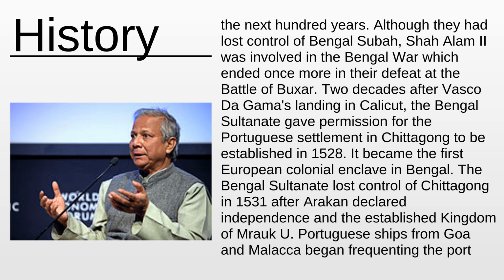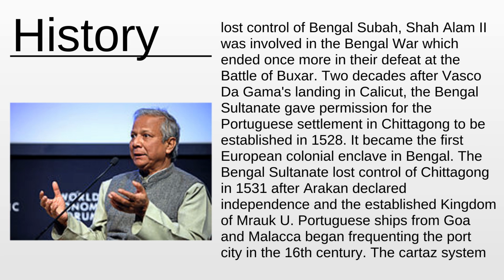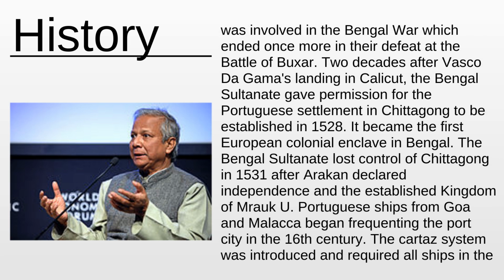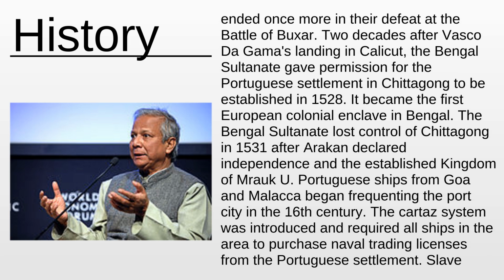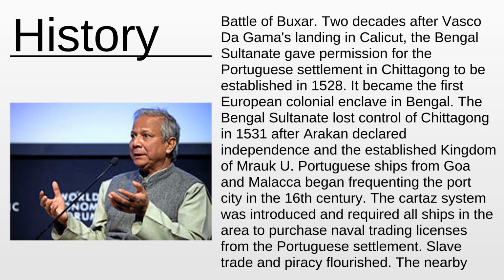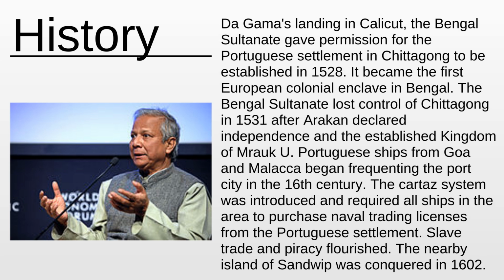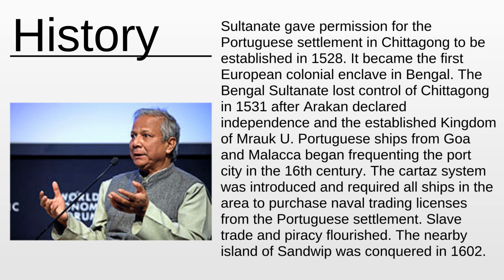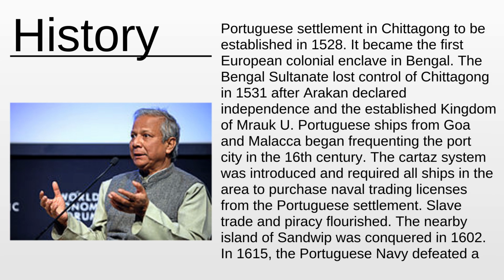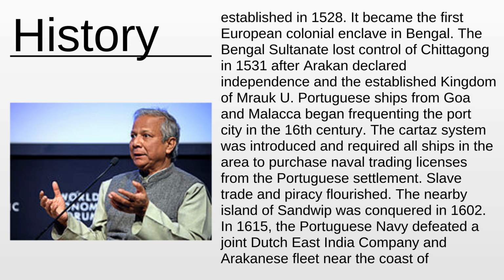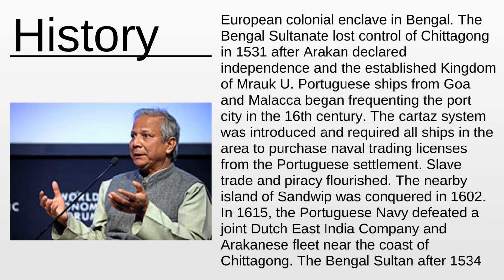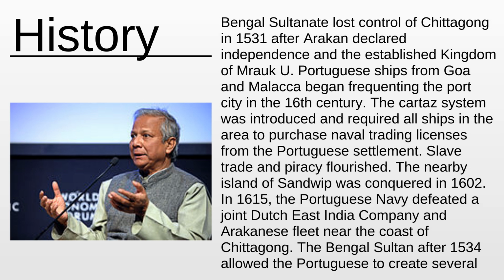Two decades after Vasco da Gama's landing in Calicut, the Bengal Sultanate gave permission for the Portuguese settlement in Chittagong to be established in 1528. It became the first European colonial enclave in Bengal. The Bengal Sultanate lost control of Chittagong in 1531 after Arakan declared independence and established the Kingdom of Mrauk U. Portuguese ships from Goa and Malacca began frequenting the port city in the 16th century.